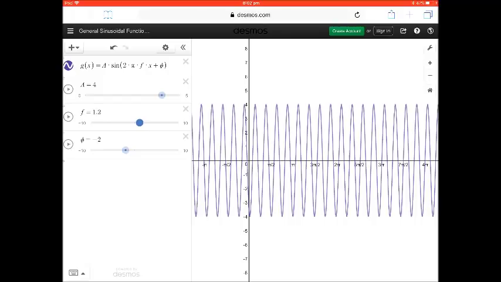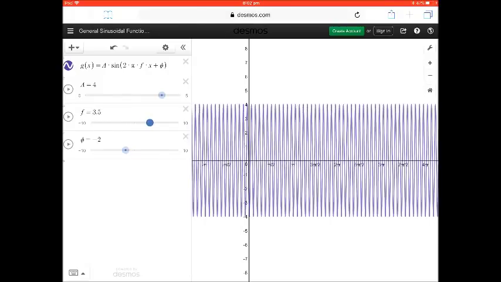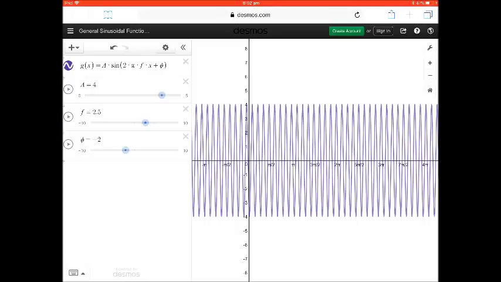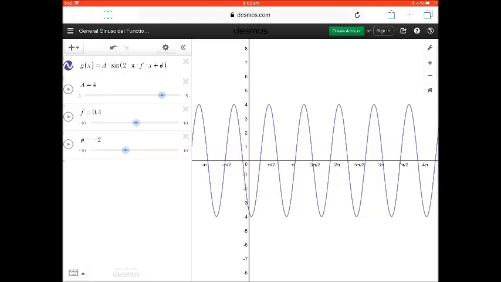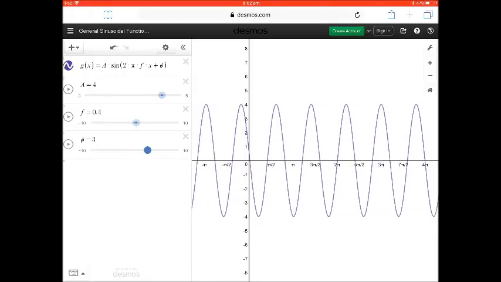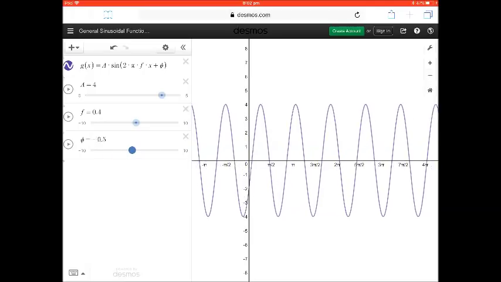Whereas F is the frequency, and if I increase F, then the frequency increases, so I get more oscillations occurring in a given length. Whereas phi is the phase shift.